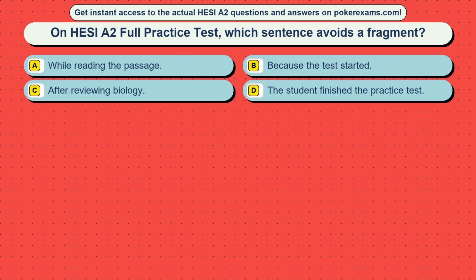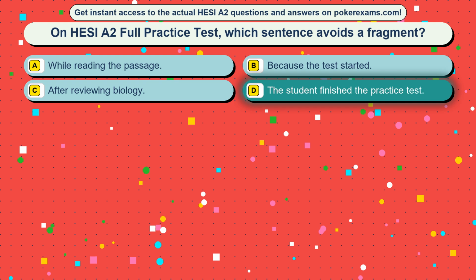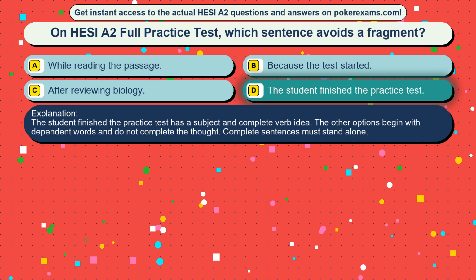Question 24. On HESI A2 full practice test, which sentence avoids a fragment? Option A, while reading the passage. Option B, because the test started. Option C, after reviewing biology. Option D, the student finished the practice test. The correct answer is option D, the student finished the practice test. The student finished the practice test has a subject and complete verb idea. The other options begin with dependent words and do not complete the thought. Complete sentences must stand alone.